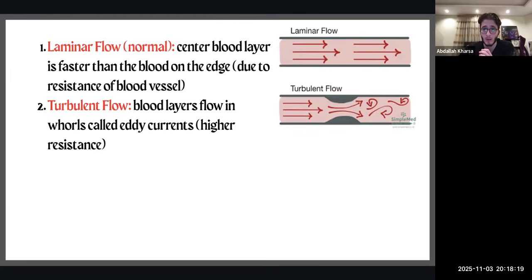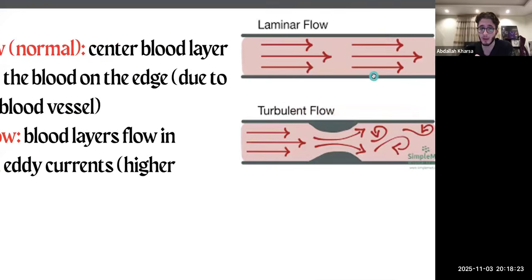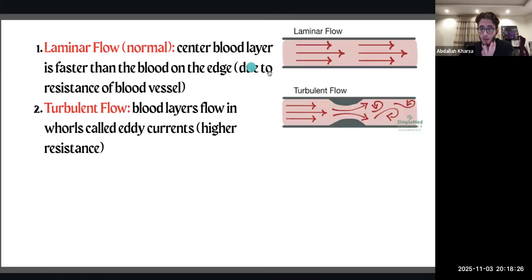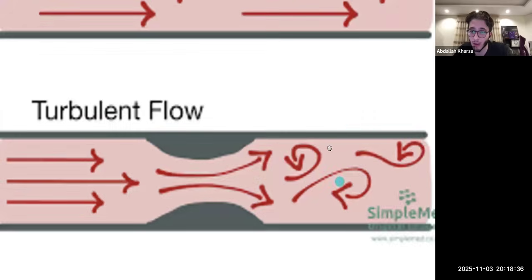Actually, let's first review, sorry. Laminar flow is where the center blood layer is faster than the blood on the edge, due to the resistance of the blood vessel. Turbulent flow is where blood layers flow in something called eddy currents or whirls. As you can see here, they're whirling.